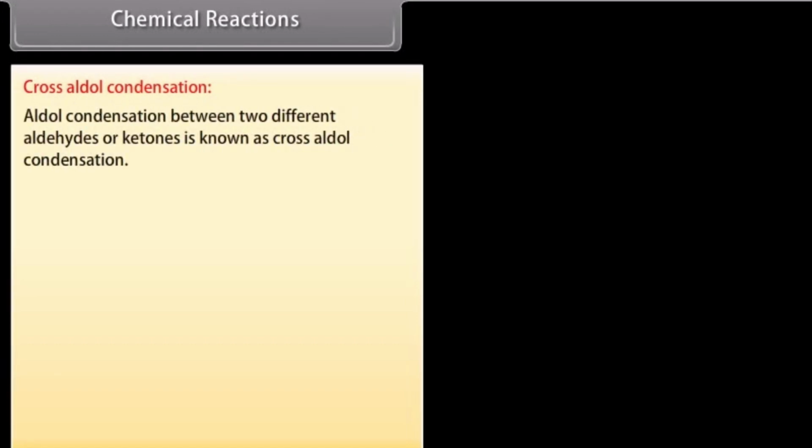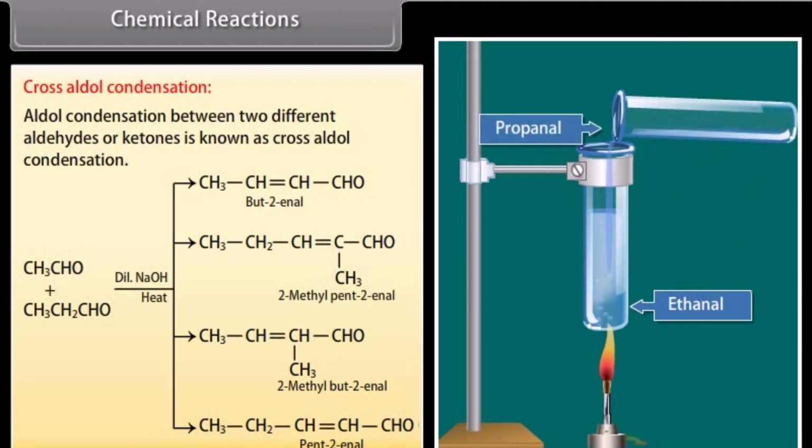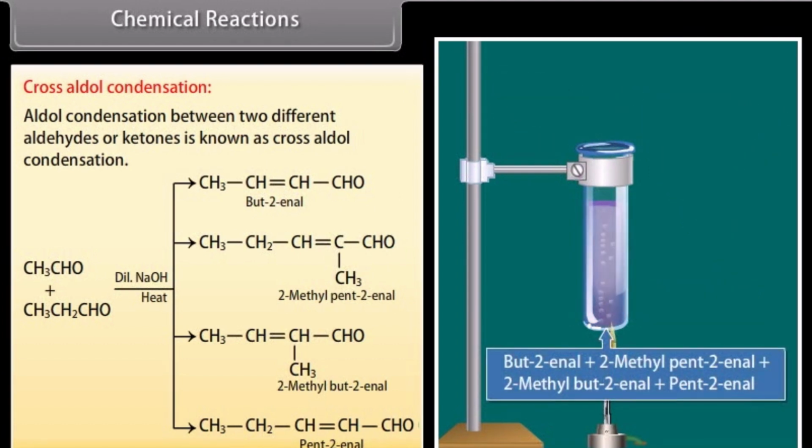Chemical reactions. Cross-aldol condensation. Aldol condensation between two different aldehydes or ketones is known as cross-aldol condensation. A mixture of ethanal and propanal when heated with dilute sodium hydroxide solution gives 4 different products.